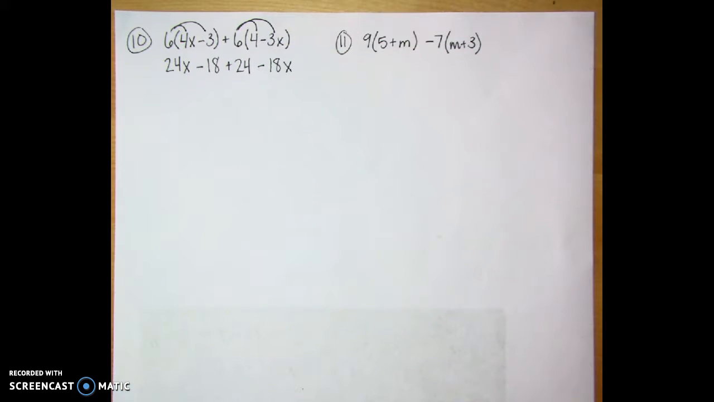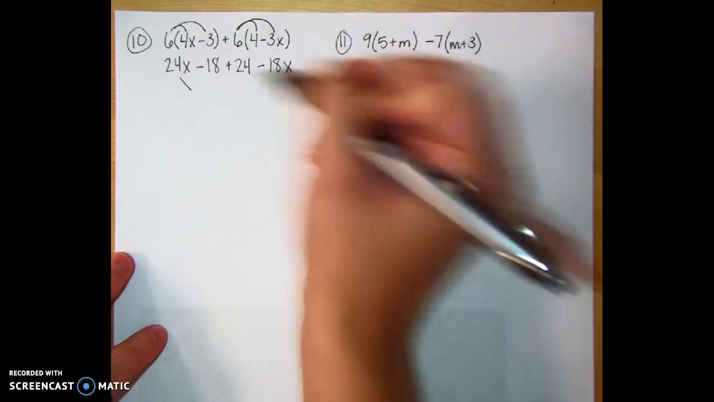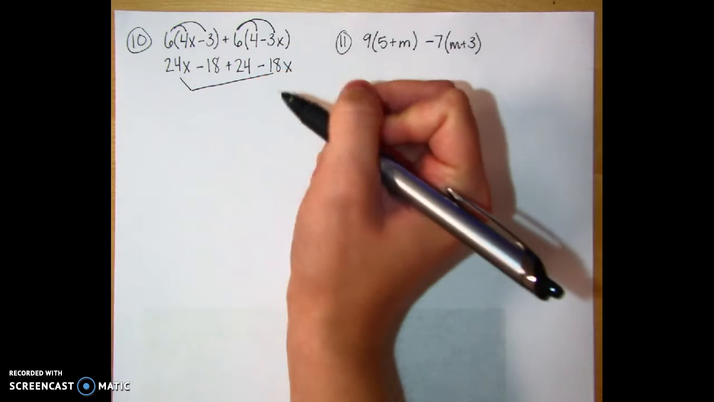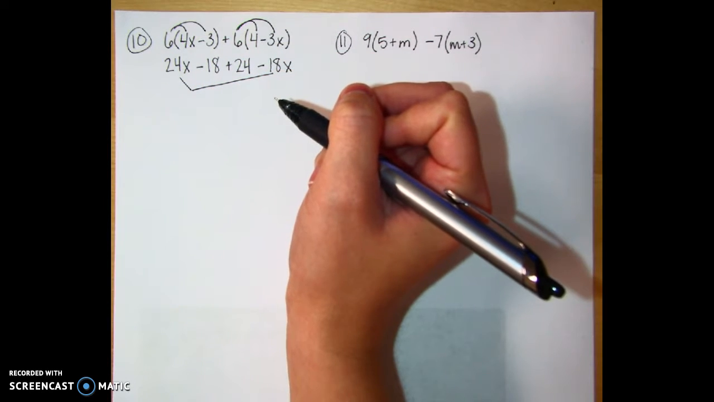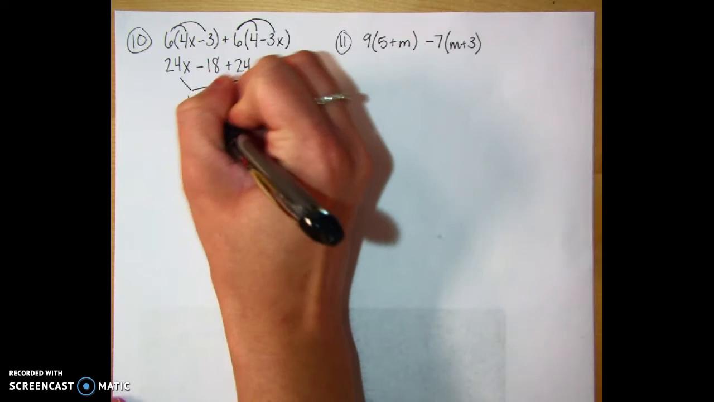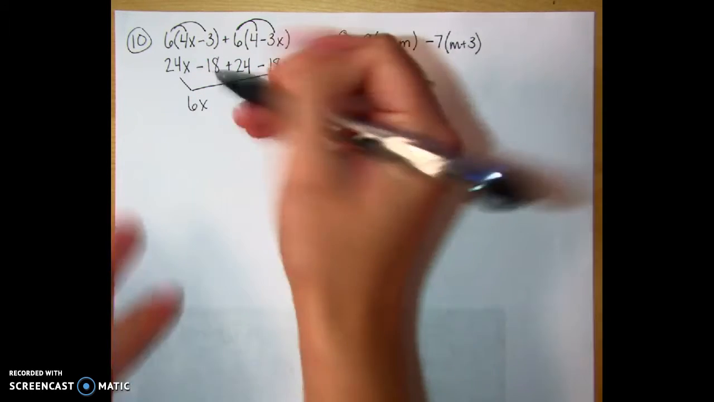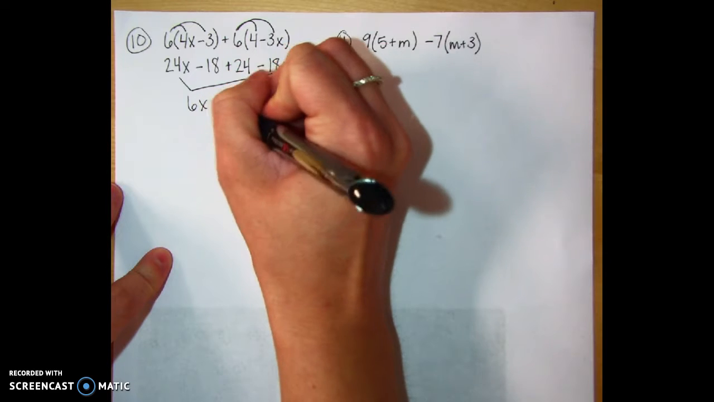Now I combine like terms. So I have 24x minus 18x, and that is 6x. And then negative 18 plus 24 is a positive 6.